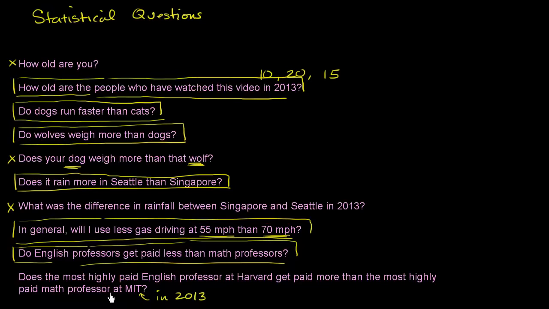So if this was, does the most highly paid English professor at Harvard get paid more than the most highly paid math professor at MIT in 2013, then you have an absolute number for each of these people, and then you could just compare them directly. And so when we're talking about a particular year, particular people, then this is no longer a statistical question, or it isn't a statistical question.